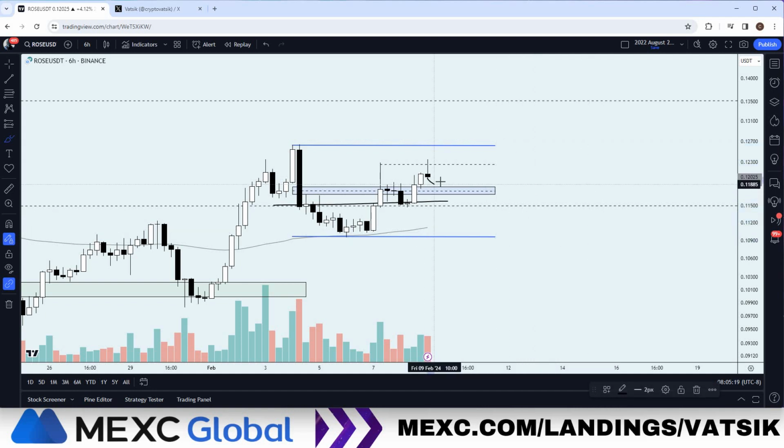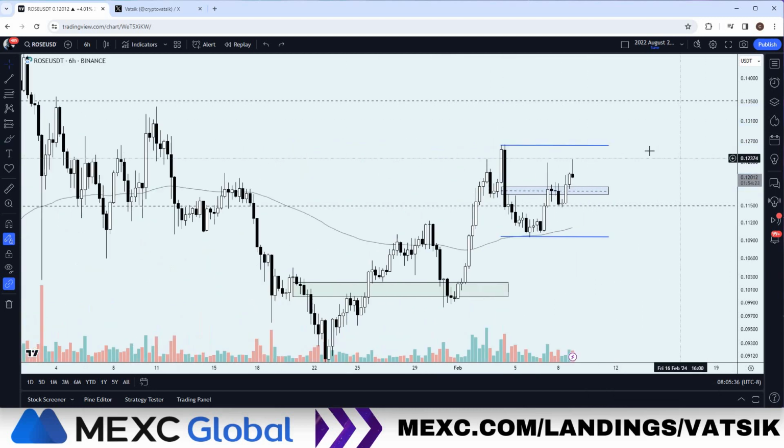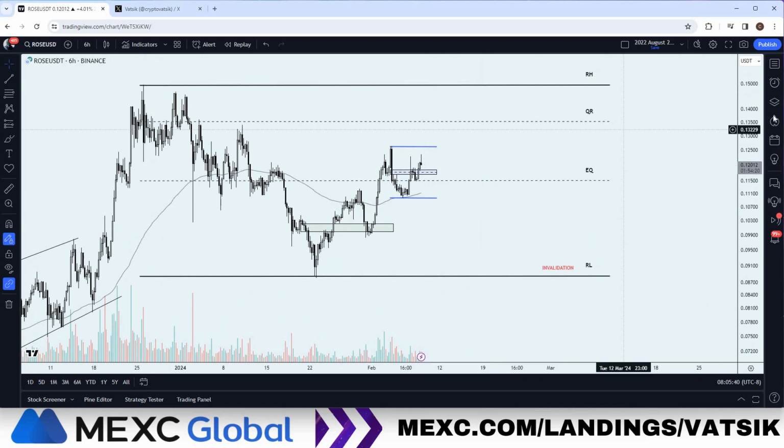But all in all, if we get that reclaim of this equilibrium, I see no reason why the quarter quadrant is not going to get reclaimed and we break out of the range high. So it really doesn't look too bad. And if we just go back to the overall range here, you'll notice we've got our quarter quadrant range EQ here, right? So range high, range low, quarter quadrant to quarter quadrant, and then our EQ. So something like this would be perfectly healthy.